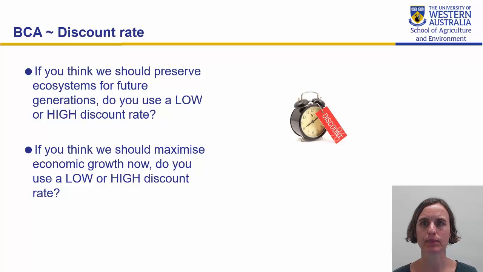So let's see if you understood. If you think that we should preserve ecosystems for future generations, do you then generally have a low discount rate or a high discount rate? Whereas if you think we should maximize economic growth now, do you then have a low discount rate or a high discount rate?